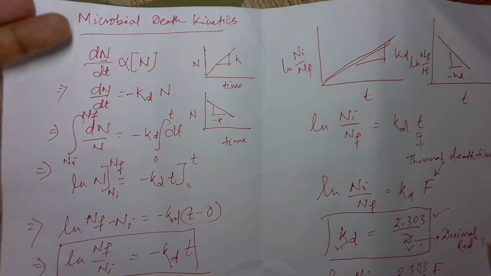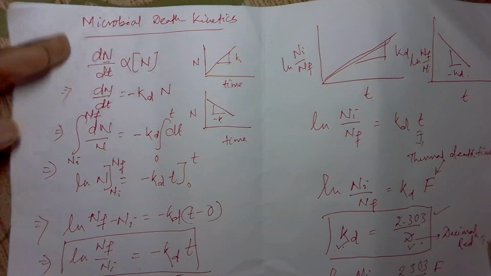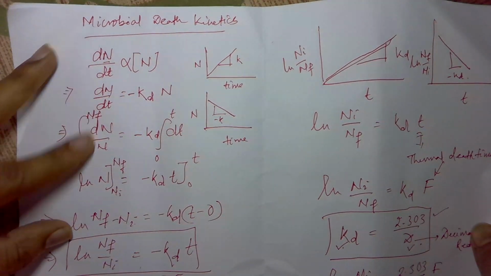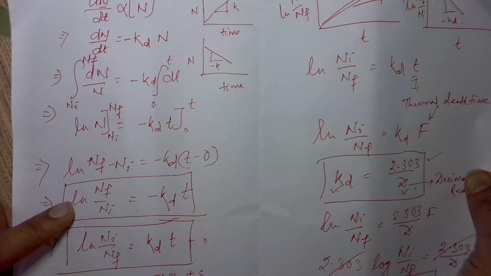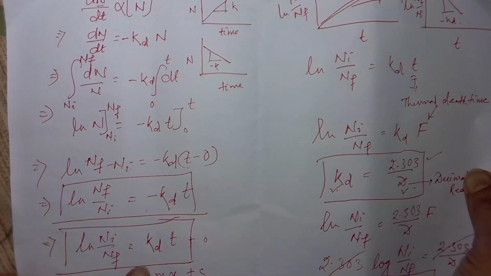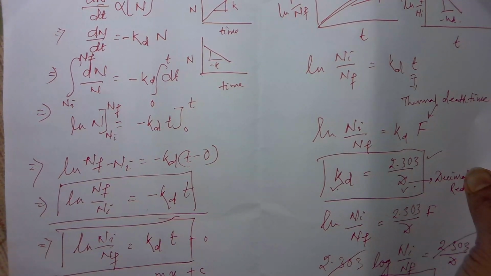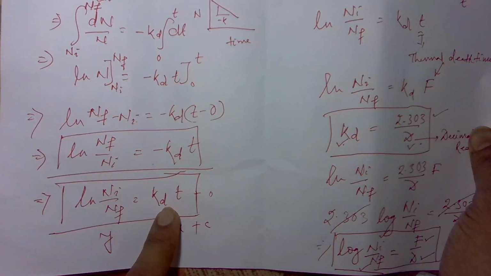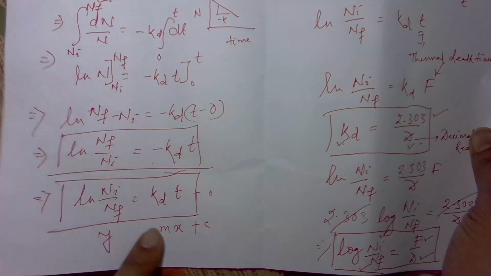So we started with how the rate of change of microorganism with respect to time is directly proportional to the number of the microorganism. Then we integrated it and came to the equation ln(Nf/Ni) equals minus Kd·t. We just rearranged with the negative symbol, multiplying the negative sign on both sides to have a positive slope representation. So the equation becomes ln(Ni/Nf) equals Kd·t.